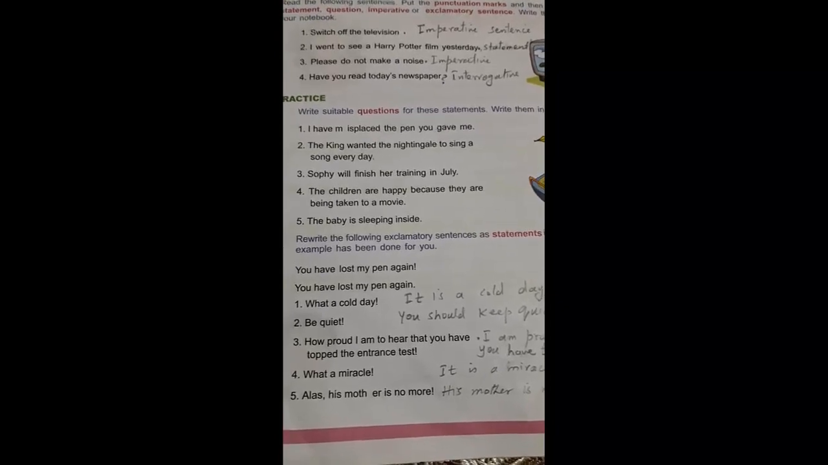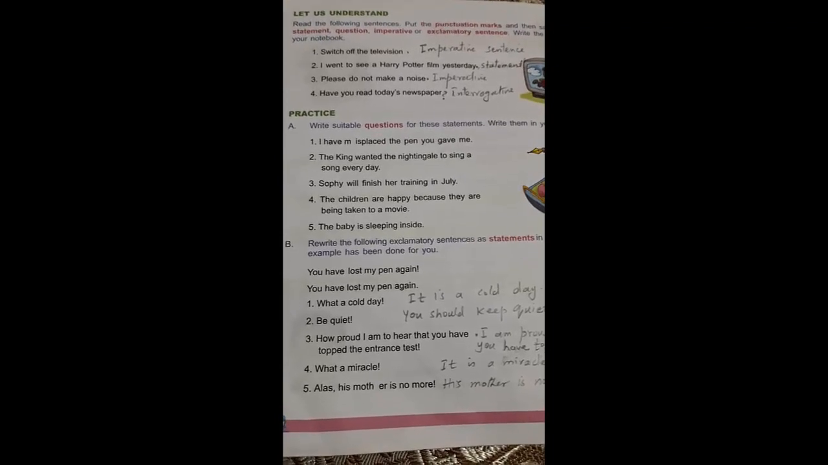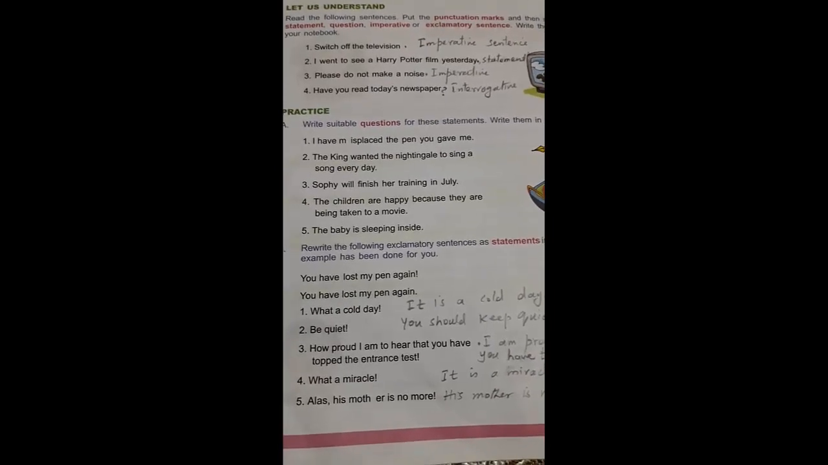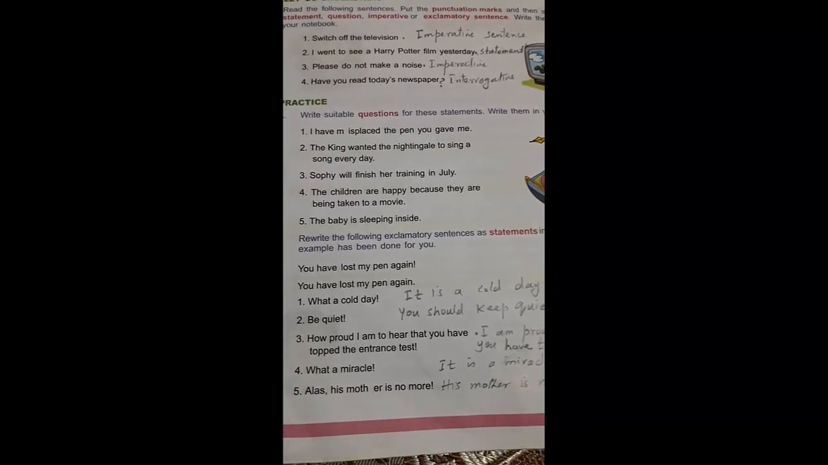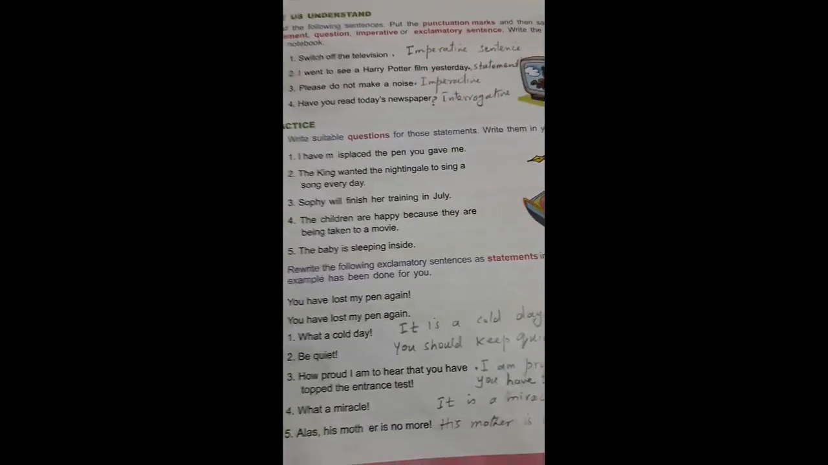In the first statement, when we read, we have to tell two things: the kind of sentence it is, and you have to end the sentence with proper punctuation. For example, the first one is "Switch off the television." It is a kind of order, right? So order means it is an imperative sentence, and imperative sentences always end in a full stop. In the second one, "I went to see a Harry Potter film yesterday." It is a kind of information. So it is a statement sentence, and a statement sentence ends in a full stop.